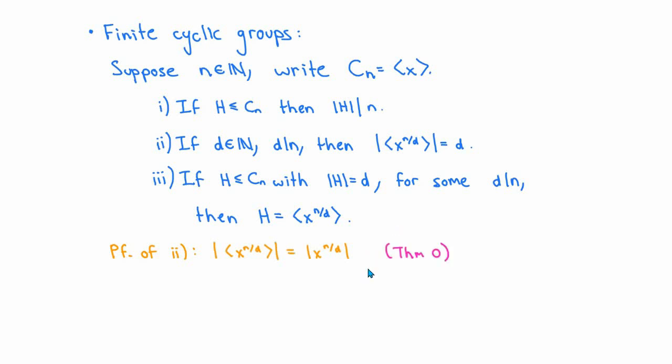So first of all, by the theorem at the beginning that we called theorem 0, the order of the cyclic subgroup generated by x to the n over d is the same as the order of the element x to the n over d. And we proved earlier in the video that the order of x to the n over d in the cyclic group of order n is n divided by the GCD of n over d and n. Well, n over d is actually a divisor of n, so the GCD of n over d and n is just n over d. And when I work out what this is, I get that it's equal to d, which is exactly what I was trying to prove. So that establishes that for every positive divisor d of n, the subgroup generated by x to the n over d is a subgroup of order d.